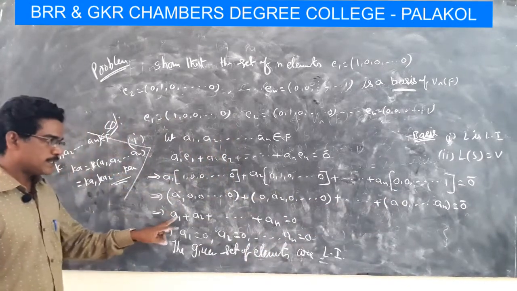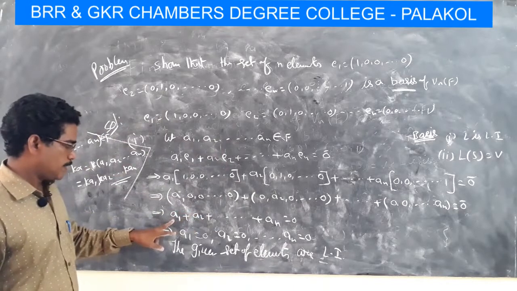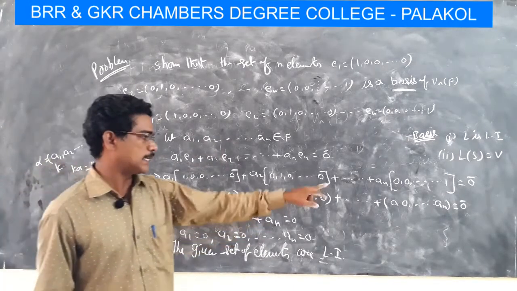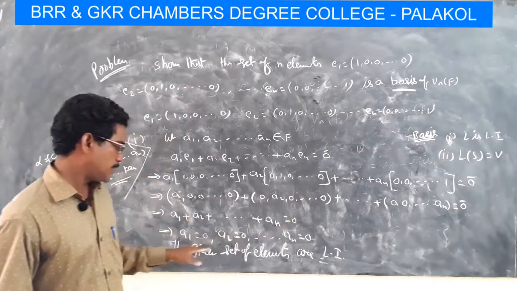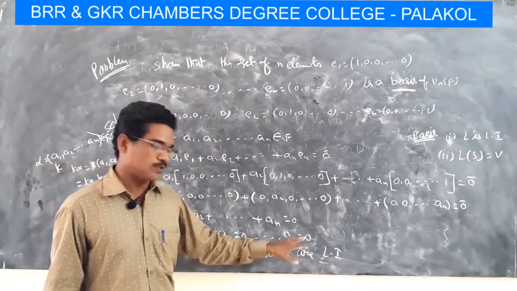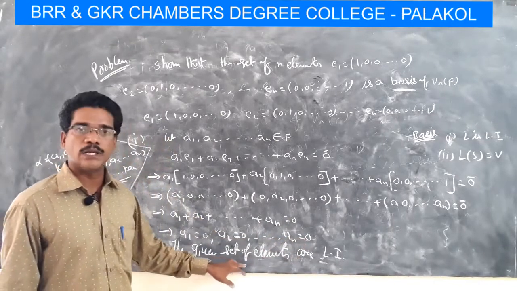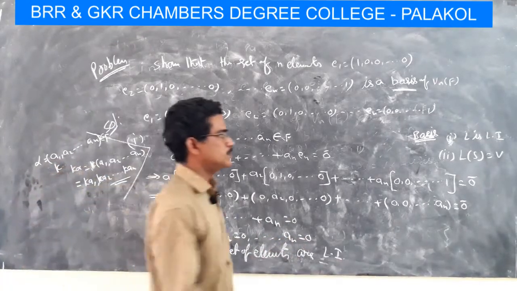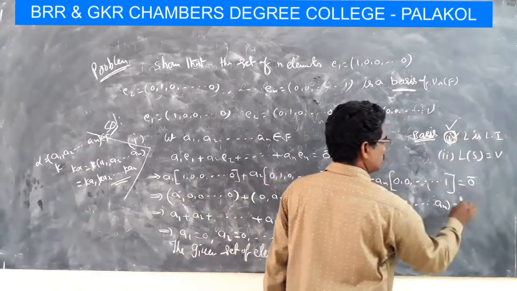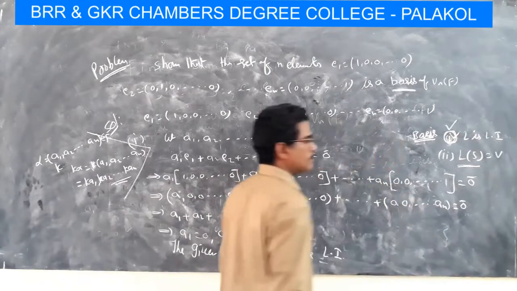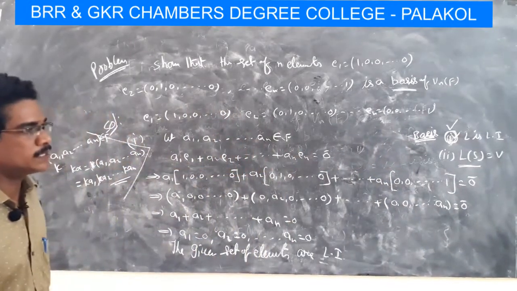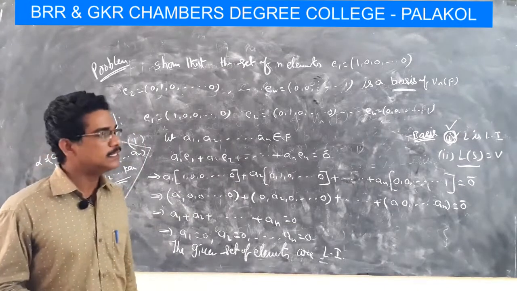Then the addition of two vectors condition: a1 plus a2 up to the nth element an equal to 0, then we get a1 equal to 0, a2 equal to 0, up to an equal to 0. Therefore the given set of elements is linearly independent. So the first condition of a basis is satisfied. The second one is L of S equal to V, that means the linear span of S is V.